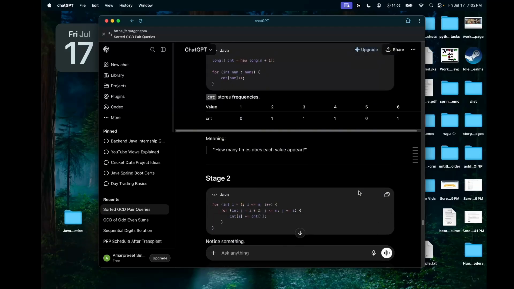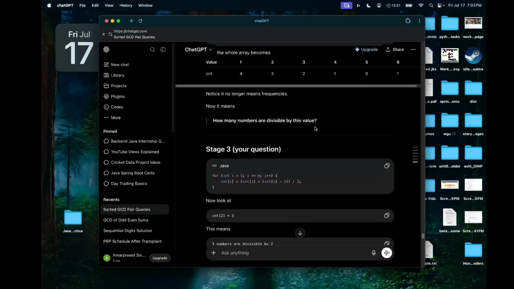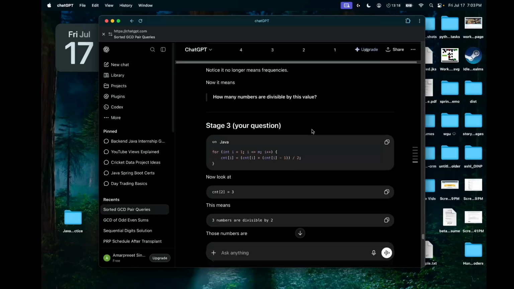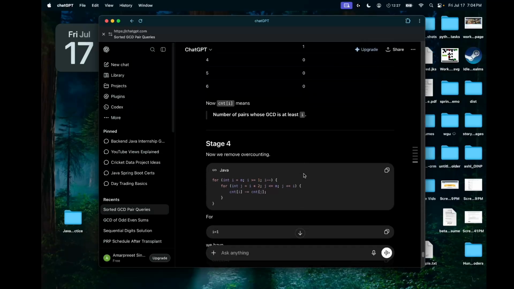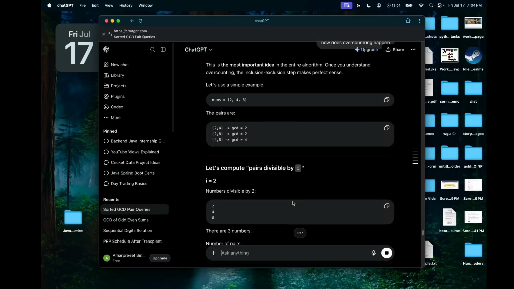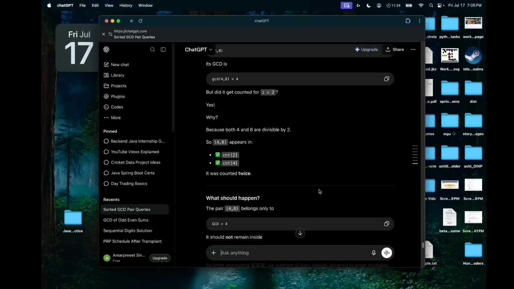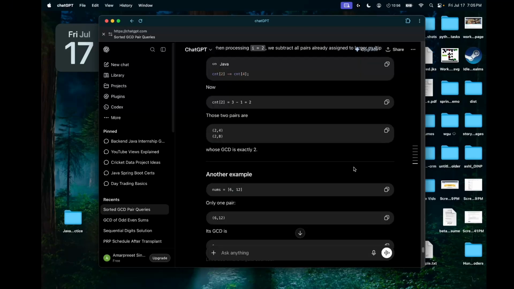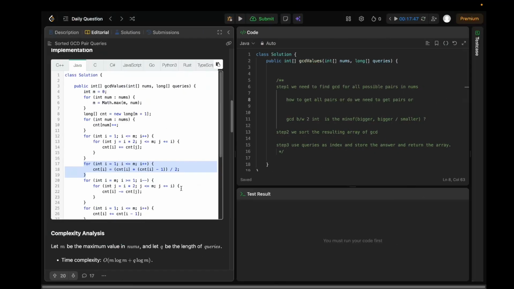Stage 2: for I equals 2, notice something, it adds count, which is 3. This means 3 numbers are divisible by 2. Those numbers are 2, 4 and 6. Let us use a simple example, these pairs are 2, 2 and 4. These are pairs where both numbers are divisible. Oh, I see. So pair 4, 2 belongs only to its own GCD. Another example, every pair. Okay, and this is that part.